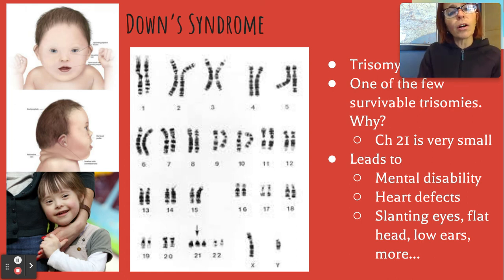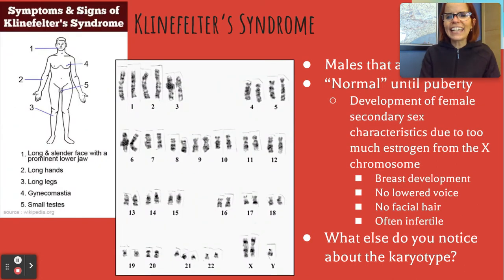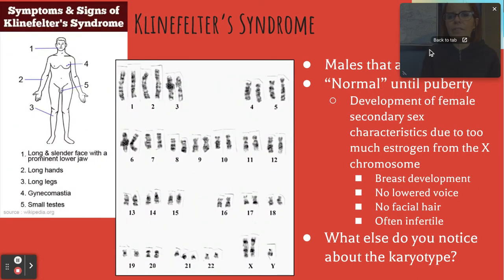Okay, so Down syndrome is also called trisomy 21. So take a look at the karyotype and make sure you can identify it. And was this a boy or a girl? It was a boy. All right, the next one is called Klinefelter syndrome.